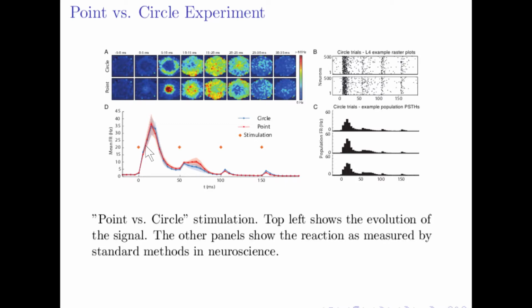As you can see here, these are averages. The circle and the point create almost the same reaction, which is a good thing, because the idea was that we're going to try and compare the reactions, but we have to make sure that firing rate cannot actually properly distinguish them. So they tried to make sure that the firing rate in both cases would be the same. And as you can see, they are indeed the same, more or less.